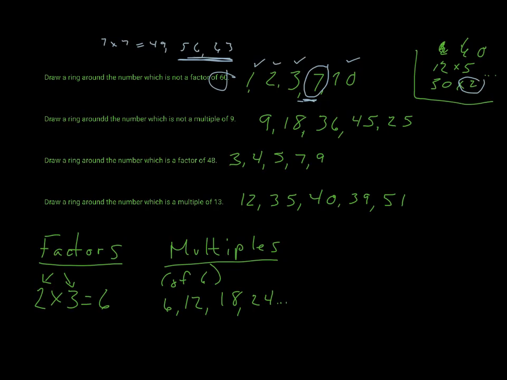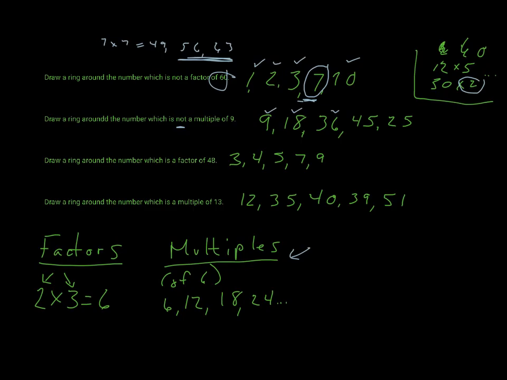Okay, let's go to the next one. Draw a ring around the number which is not a multiple of 9. Again, you have to know the 9 times table to be able to do this sort of question. You could just write out the multiples of 9. Multiples are basically the 9 times table. So does 9 appear on the 9 times table? Yes, it does, but we don't want that because we're looking for not a multiple of 9. Do we want 18? No, because it's on the 9 times table. 36? No, we don't want that one either.